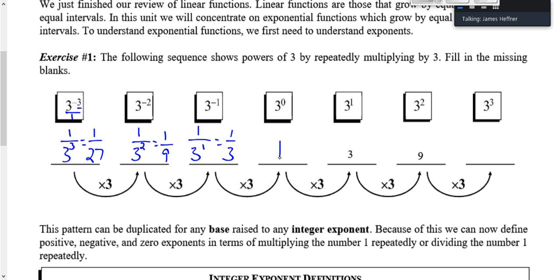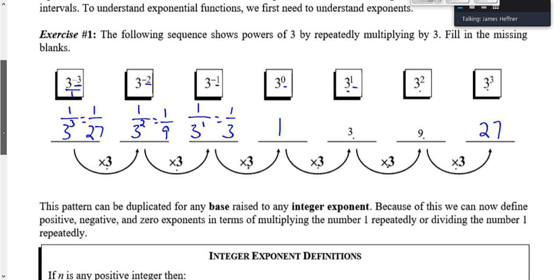All right, let's just move on then. 3 to the first, of course, is 3. 3 squared is 9, and 3 to the third is what? 27, right? So in each case here, as we went through these integer powers of 3, we just multiplied by 3 every time, right? Makes sense, okay?